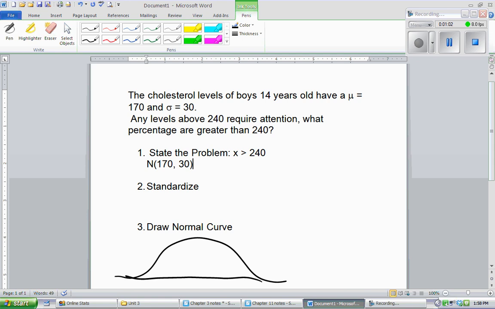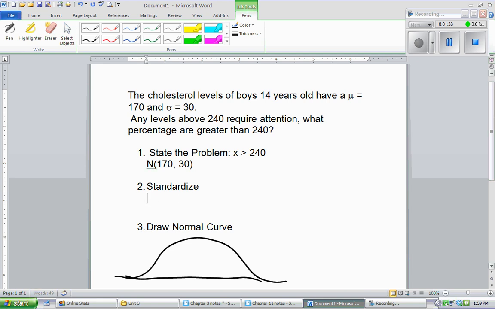Now, before I actually go through and work out this problem, think about the problem to begin with and what kind of an answer I would expect. At 14 years old, do you think very many young men are going to have high cholesterol? Probably not. So we're not looking at a high percentage here. We would expect that a very, very low percentage of young men aged 14 would need to be on cholesterol meds or whatever the case may be. So just keep that in the back of your mind as you're working out this problem.